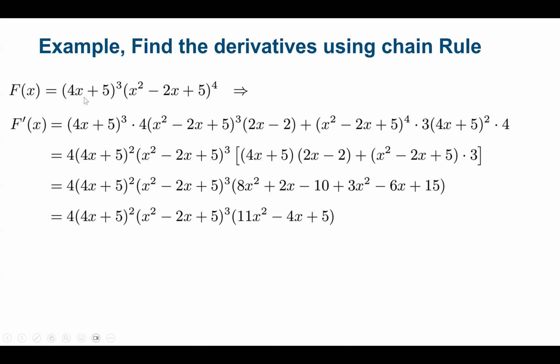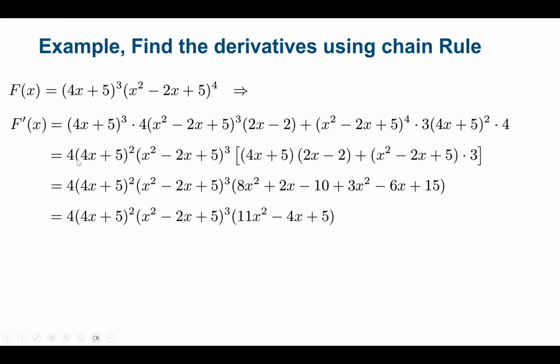So let's go through the steps. We write down (x squared minus 2x plus 5) to the power 4 times the derivative again, 3 times (4x plus 5) to the power 2. Then the derivative of 4x plus 5 will give us 4 plus 0, which will be 4.